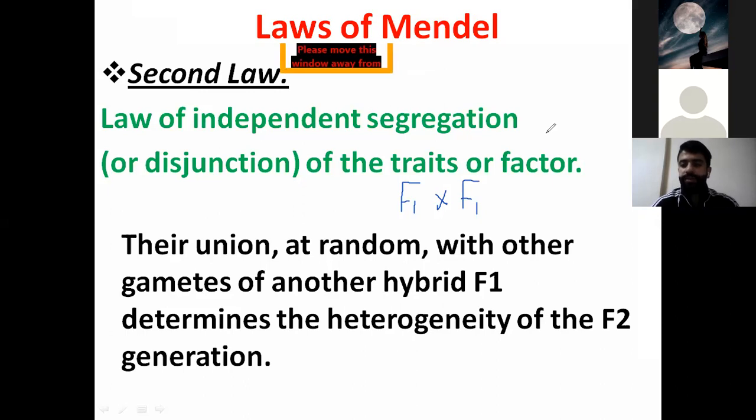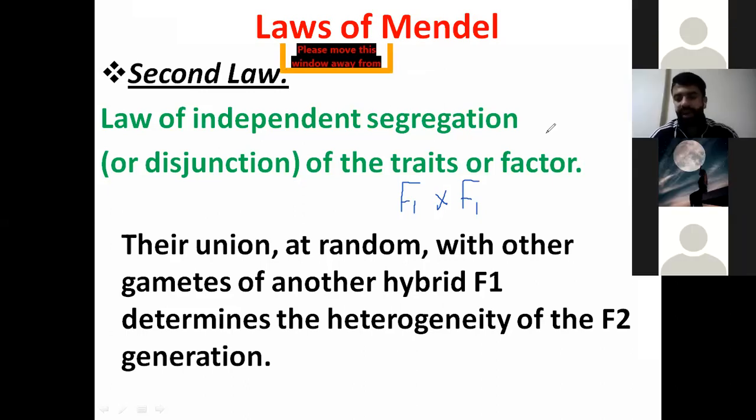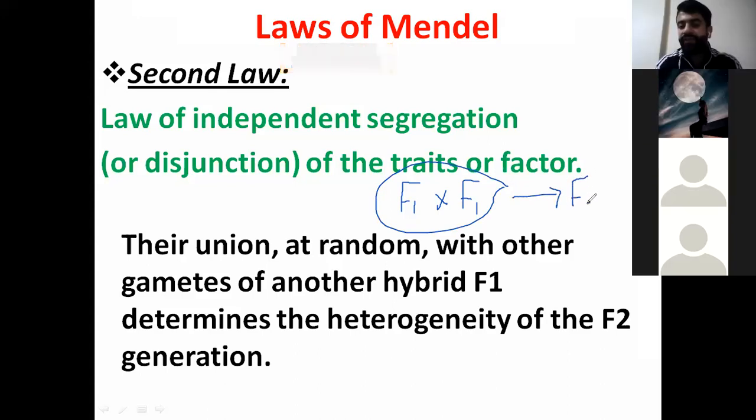Can I say it, Nurjan? Yes, what do you think? Self cross. Very good, it's self cross. Whenever we cross F1 with F1, it's called the self cross, crossing F1 with itself. So here, F1 with F1, it gives what? It will lead to the formation of F2. This is called the self cross.